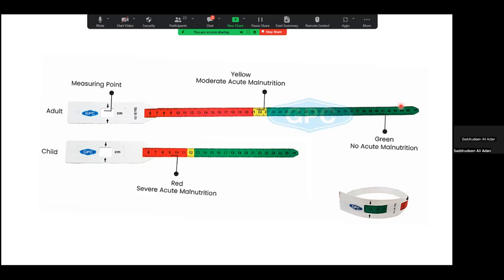If that reading falls in the green area, it's 16 centimeters, you say the child is fine. It's like a belt. The belt ties you tightly, you're thin and you're wasted. If it falls on the yellow line, that is what we call MAM, moderate acute malnutrition. If it falls on the red, that's severe acute malnutrition.